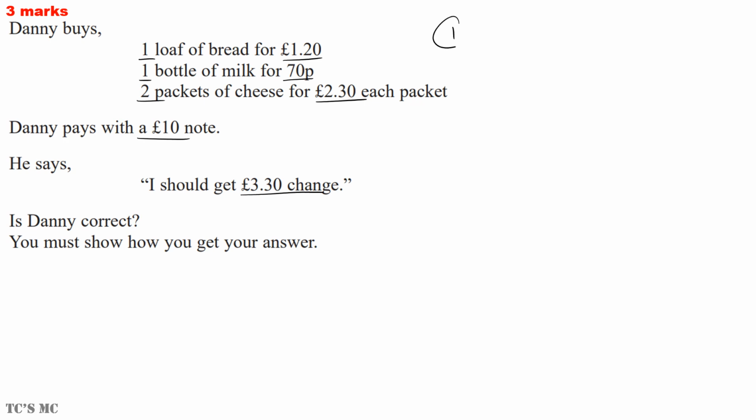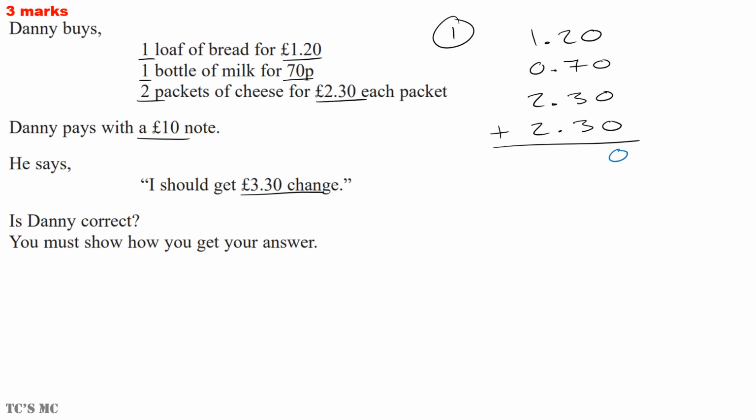First, we need to work out Danny's total cost. So we need to do £1.20 for the bread, 0.70 for the milk. I have converted this into pounds. £2.30 for the cheese and another £2.30 because he buys 2 packets. When we add all of that up, we get 0 over here, 15 over here. Don't forget the decimal point. And then we get 6. That means he has spent £6.50 in total. Now we have 1 mark.